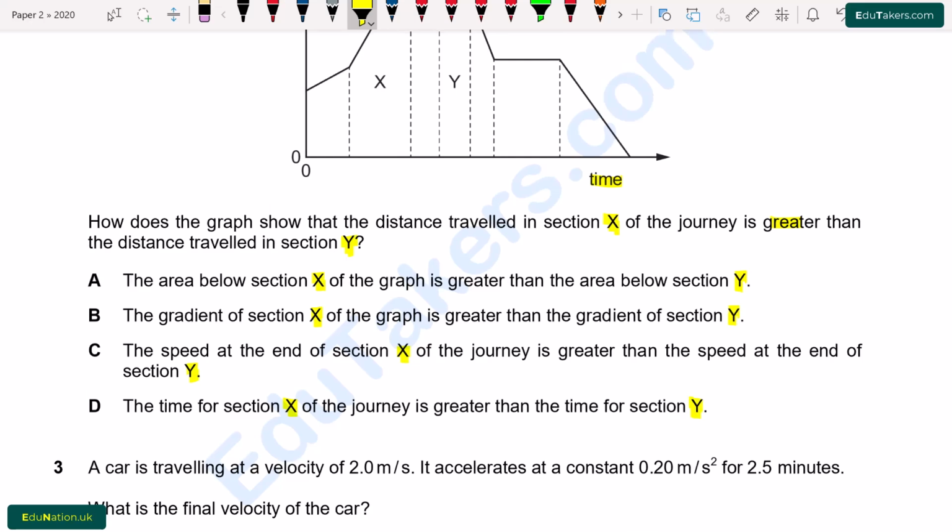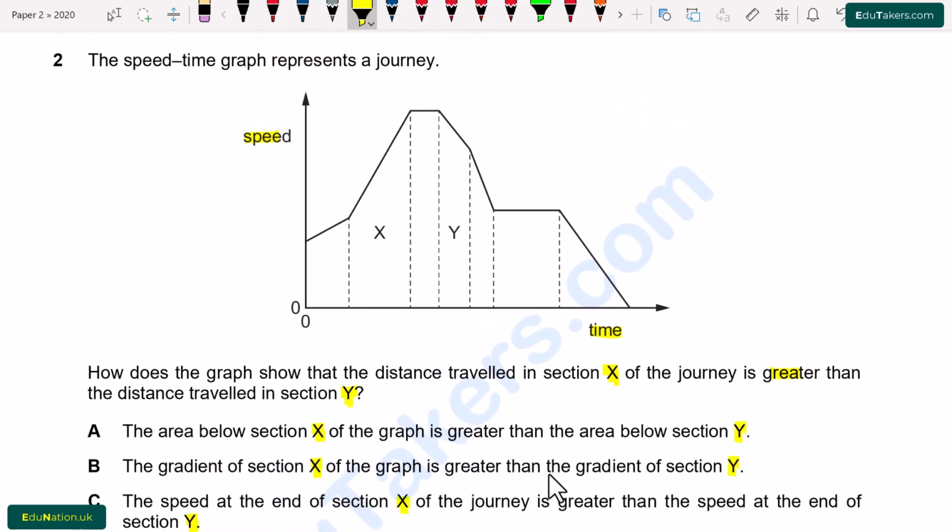So first of all we see the speed time graph, and here we have to tell why the distance travelled in the section x is greater than the distance travelled in the section y. This is basically due to the area. So first of all we know that speed is equal to distance divided by time. So from here distance is equal to speed multiplied by time.